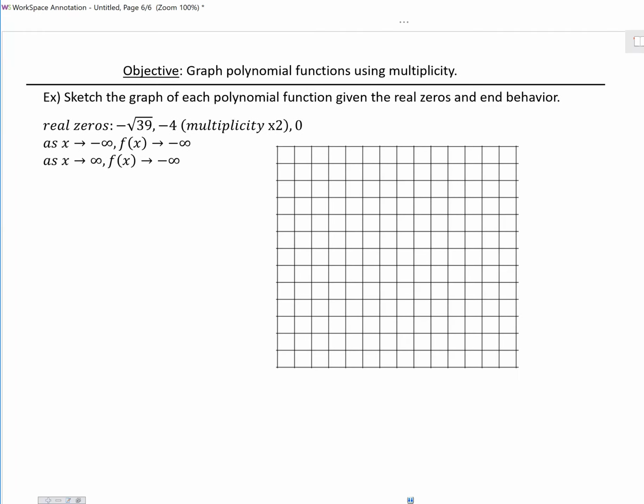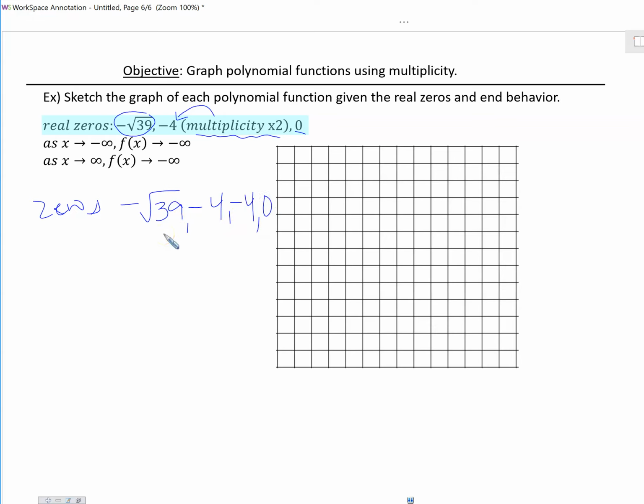All right, so here for this one, we have got these real zeros. We have a real 0 of the negative square root of 39, which we're going to have to approximate without a calculator. We have done this before, but we'll go over it again. This multiplicity of 2 refers to only the 0 of negative 4. And then we also have a 0 of 0. So all of our zeros: we have our negative square root of 39, we have negative 4 twice, and we have 0.